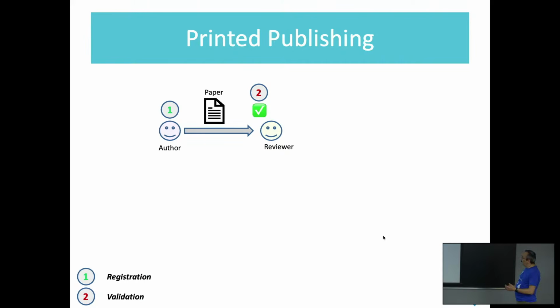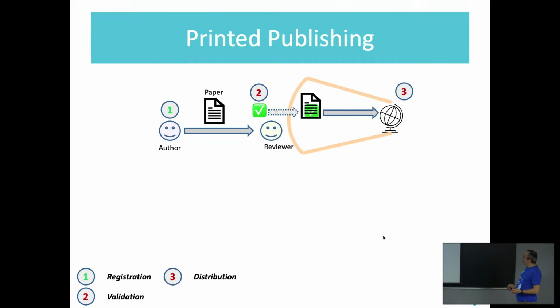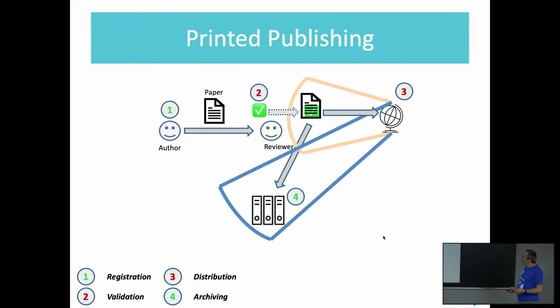The set of reviewers, you validate it, number 2. Then the final version is sent to the world, and the world sees the paper. It doesn't see everything else, it sees the paper. That's distribution. And eventually, you put it in some archive, so the world sees it until the end of time. These are the 4 stages.